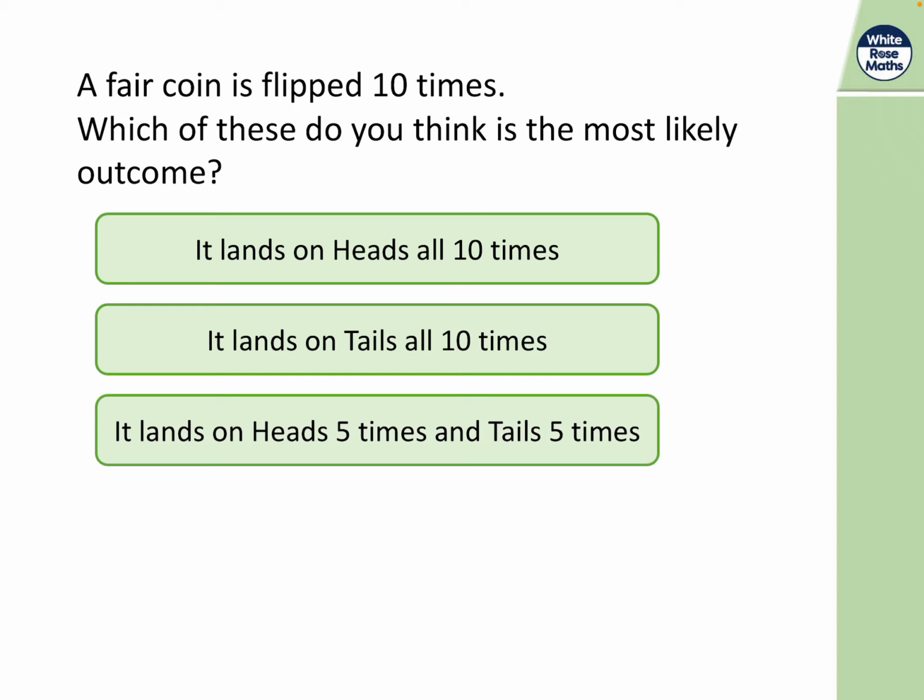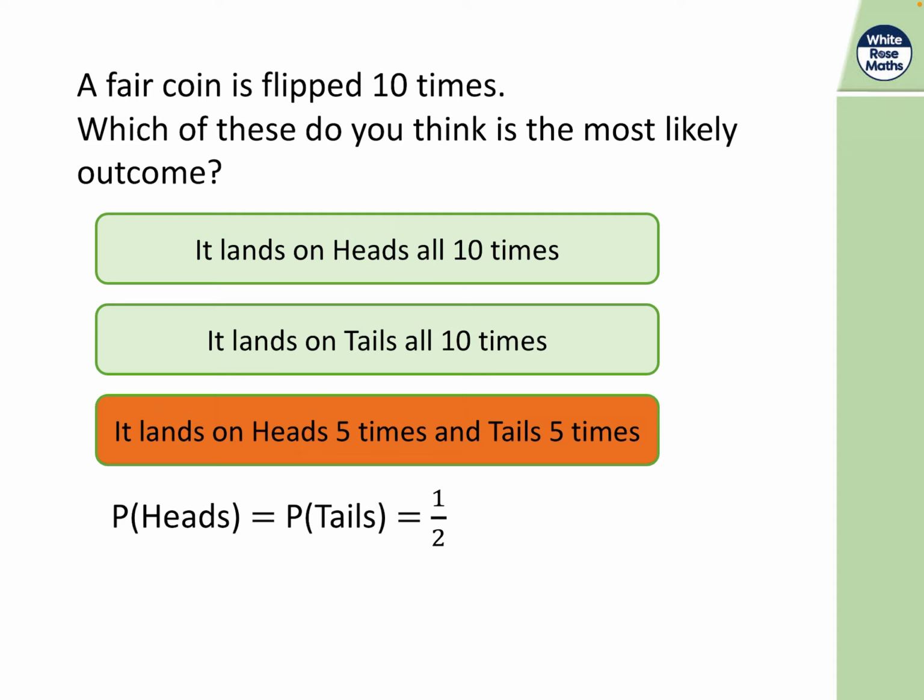Now, hopefully it's obvious that it is the third option that is the most likely, because the probability that it lands on heads is a half, and the probability that it lands on tails is a half. Half of 10 is 5, so the most likely thing to happen is that it lands on each of the different outcomes 5 times each, because the probability of both of them is a half, and a half multiplied by 10 is 5. Remember that whenever you see "of", it means times, and vice versa.